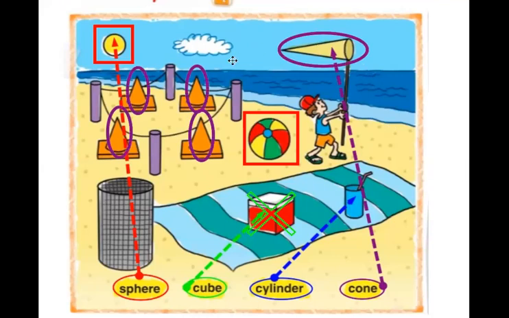We have 1, 2, 3, 4, 5 cones. Now, what's left? The cylinder. What I want you to do is put a line under the cylinders. Let's pause the video and put a line under all the cylinders. Then you can tell Ms. Wisa how many cylinders you found.